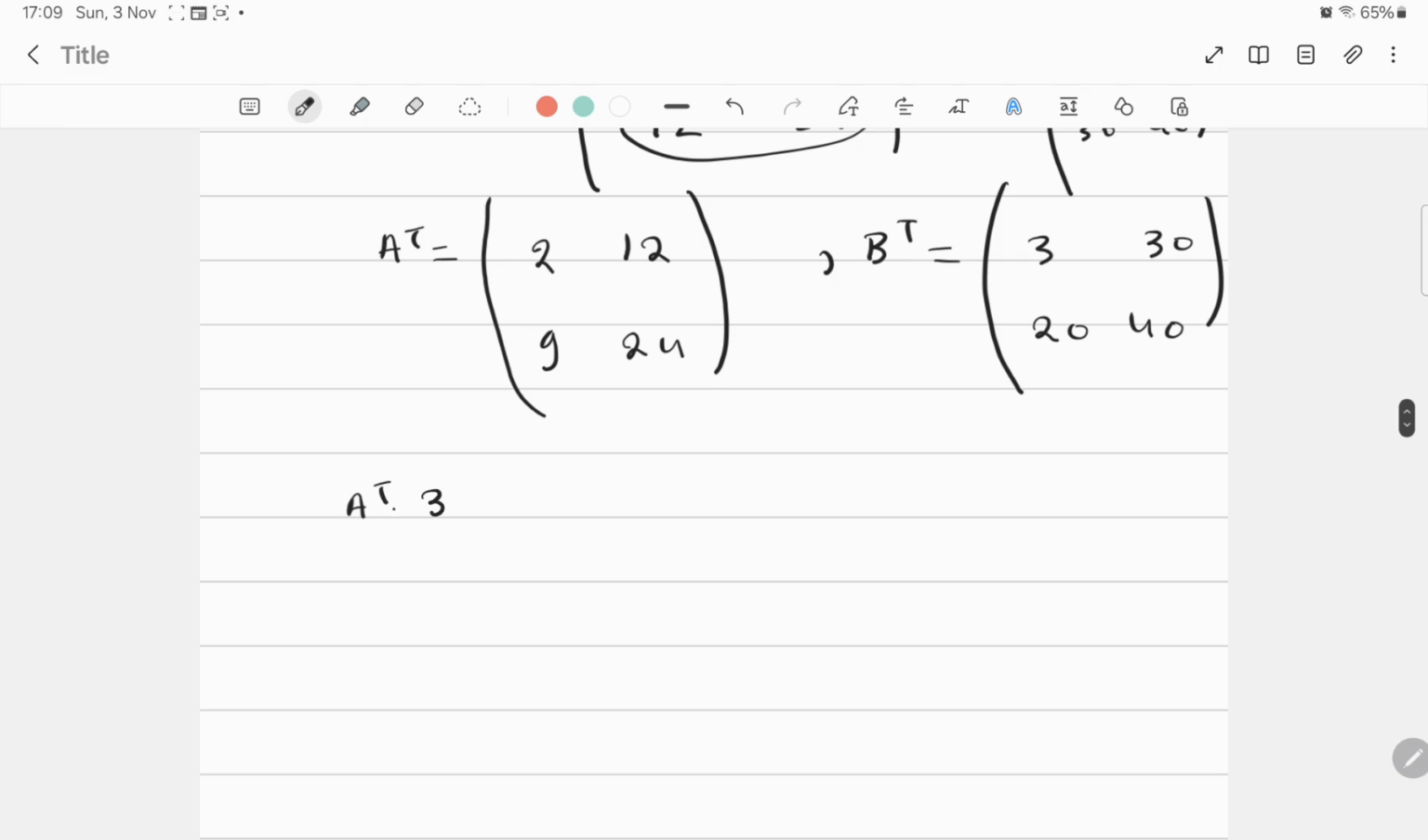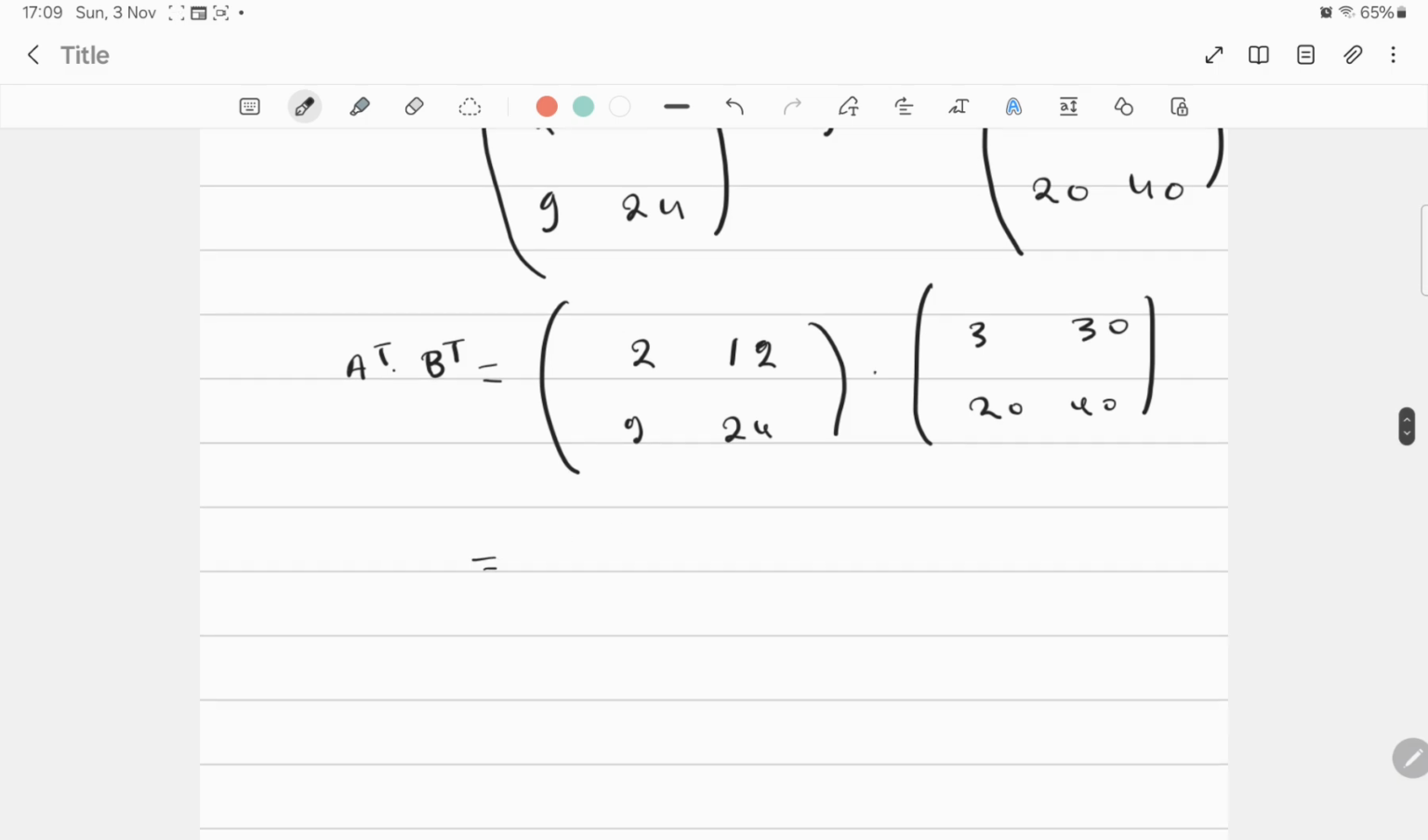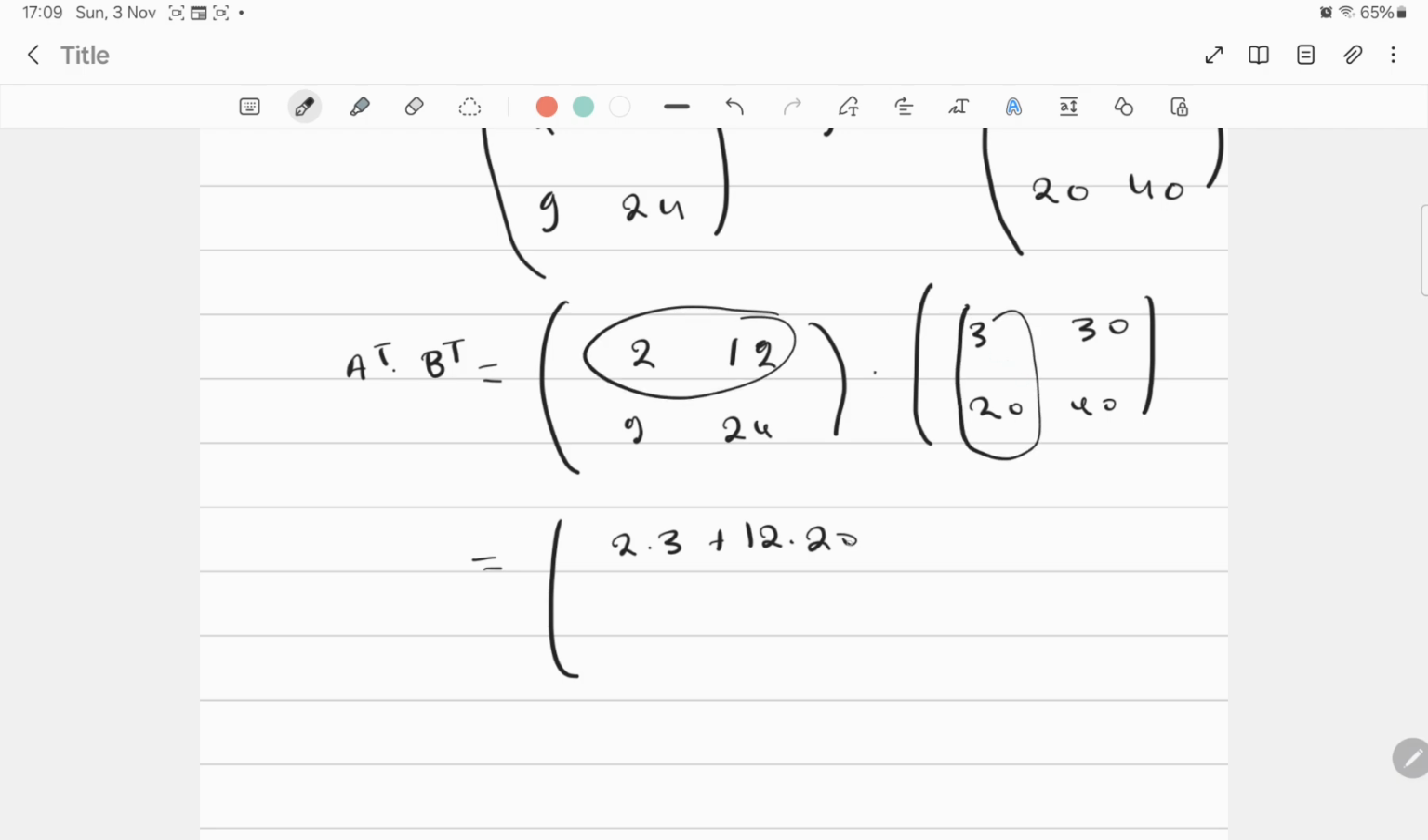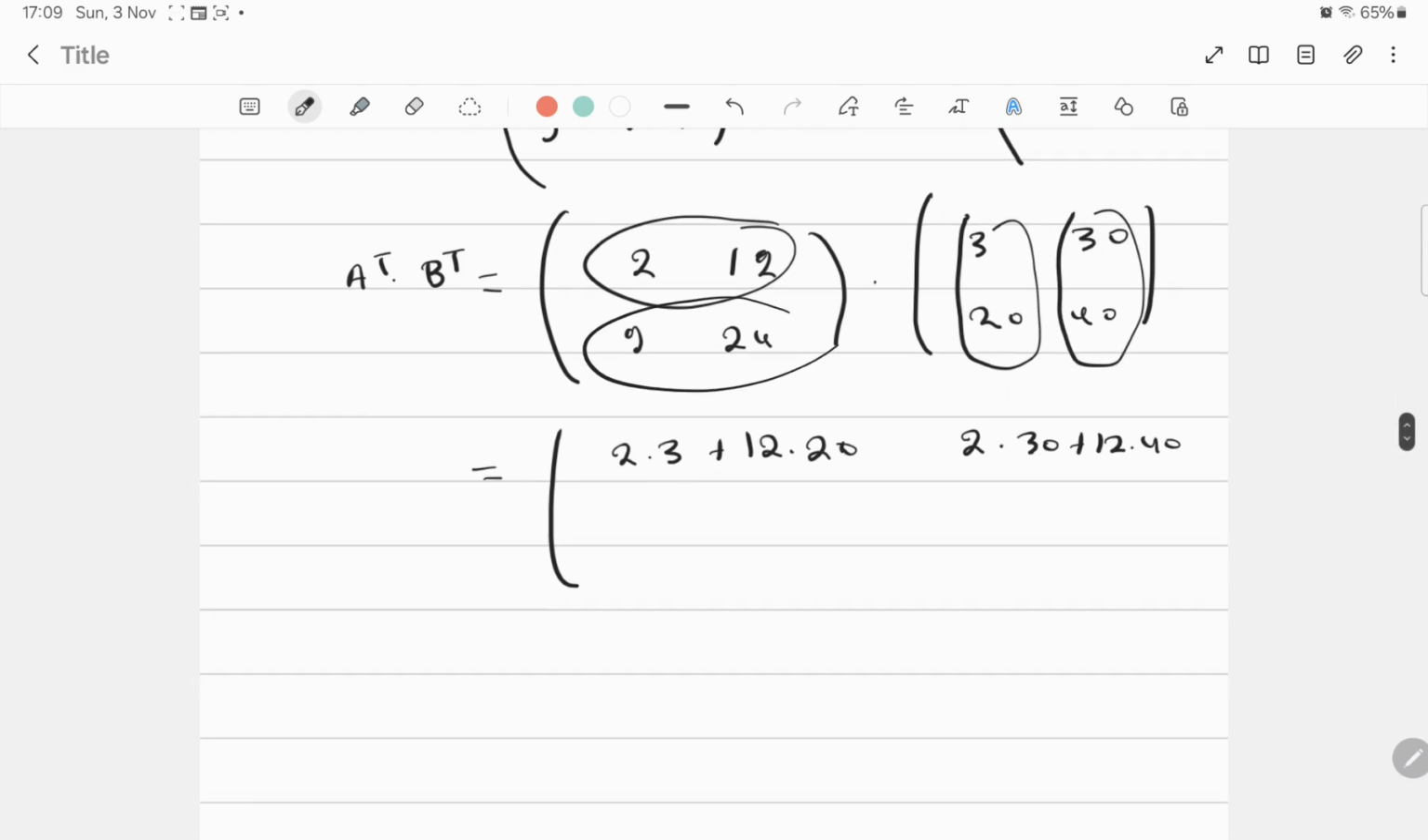What is A transpose times B transpose? We need to multiply the matrices to find out. So this is 2 times 3 plus 12 times 20, this row with this column. 2 times 30 plus 12 times 40, this row with this column. 9 times 3 plus 24 times 20, first row, first column. 9 times 30 plus 24 times 40.